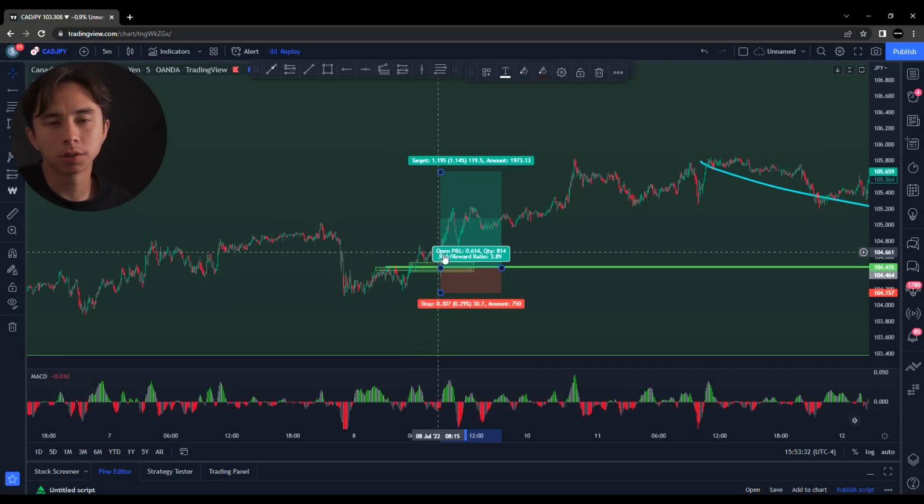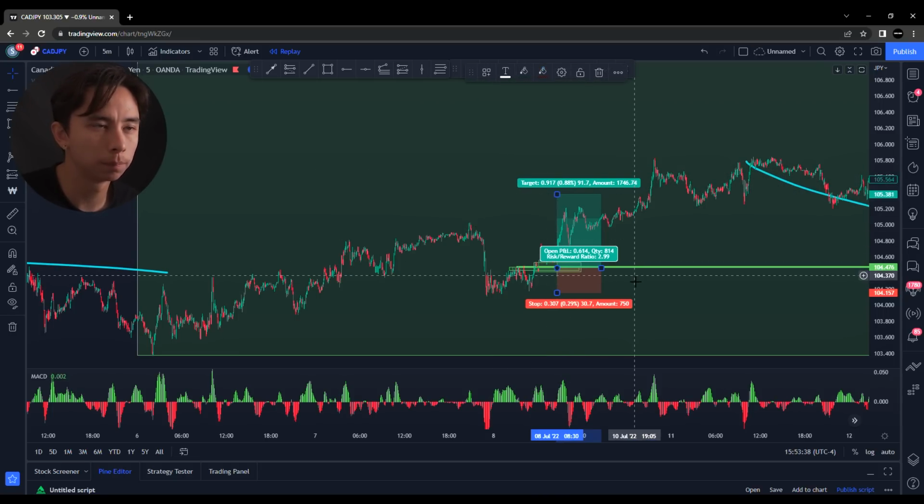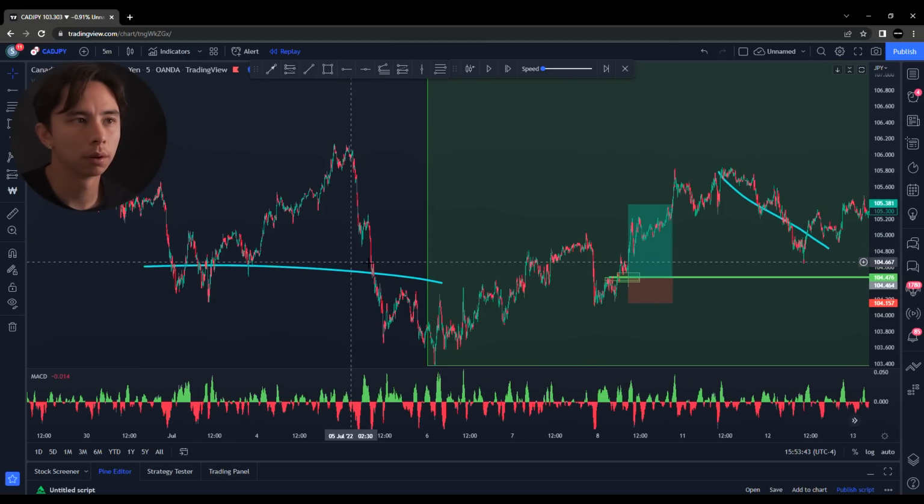Same thing with take profit. It's totally up to you. Wherever you find is the sweet spot for taking profit. Personally, I'm starting to like 1 to 3s more. So I would probably take it somewhere at a 1 to 3. And there you go. Very simple.